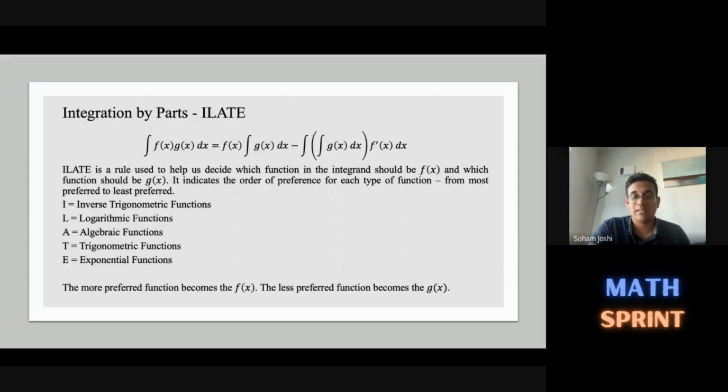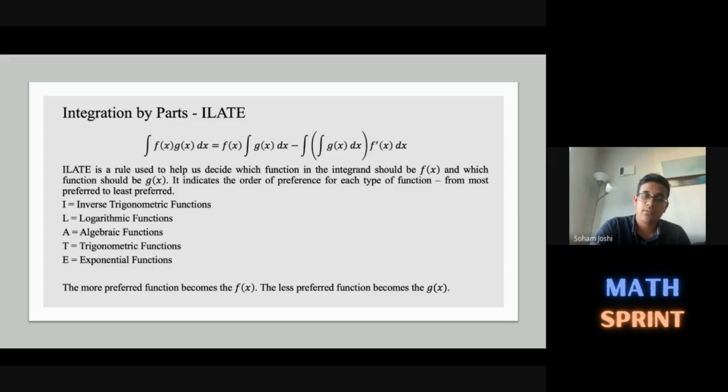Now that's where the ILATE rule comes in. ILATE is basically an acronym that gives the order of preference for which function we choose should be f of x, and which function should be g of x. The I stands for inverse trigonometric functions. The L stands for logarithmic functions. The A stands for algebraic functions. The T stands for trigonometric functions. And the E stands for exponential functions. The order I, L, A, T, E is very important.